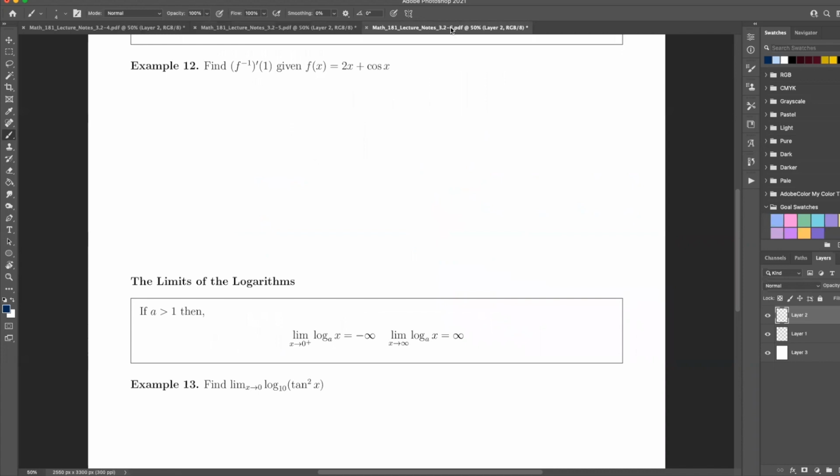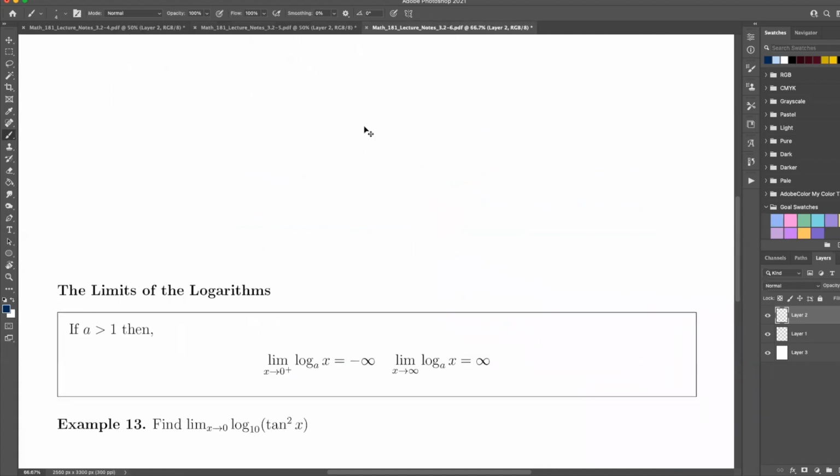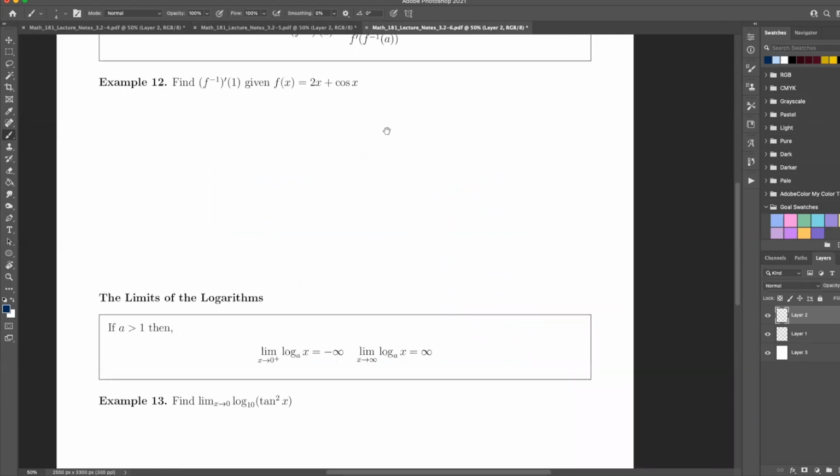Maybe. I need a bigger desk. Nope. Don't zoom in. No. Come on. Up we go.